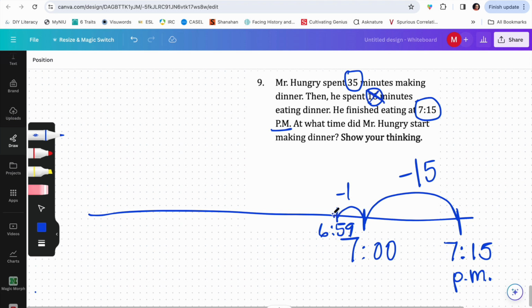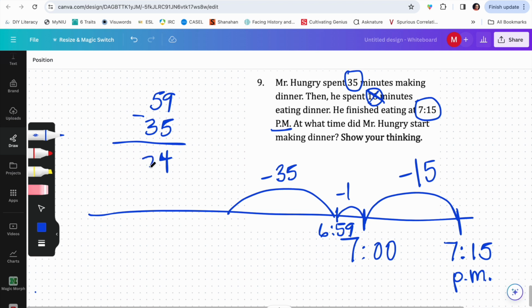Now I'm going back and I'm thinking, well, it's not super convenient, but I can do a little subtraction. And I can think, okay, 6:59, hop back 35 minutes. You can absolutely do some subtraction on the side. Please don't try to do 59 minus 35 in your head. Let's just do it here on the side to make sure that we're getting the correct answer. So 9 minus 5 is 4. And then 5 minus 3 is 2.